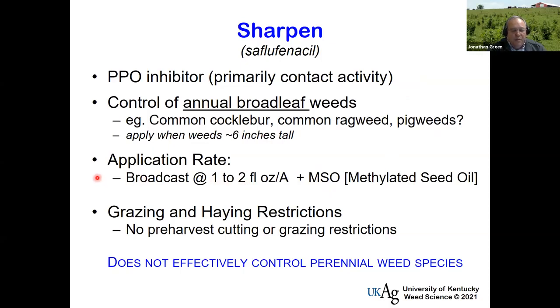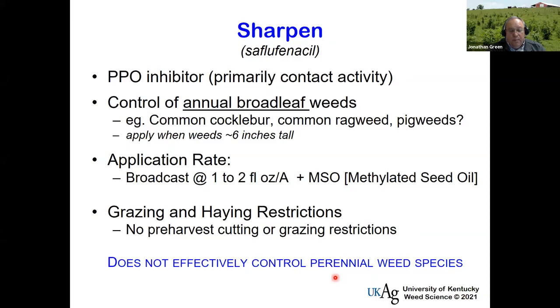The sticker shock is when you buy a gallon, but it goes a long way. So you can get almost 100 acres or over 100 acres at a 1 ounce per acre rate. There are no grazing or hay restrictions, so we don't have any problems of having to wait after applying before we can use that area. But I do want to emphasize it's not going to control perennial weed species.